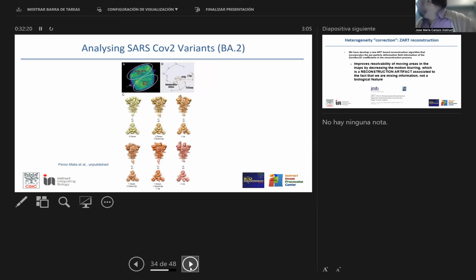This is the case of BA2, in which really the flexibility is much more confused. There are much less defined hills in that conformational space.